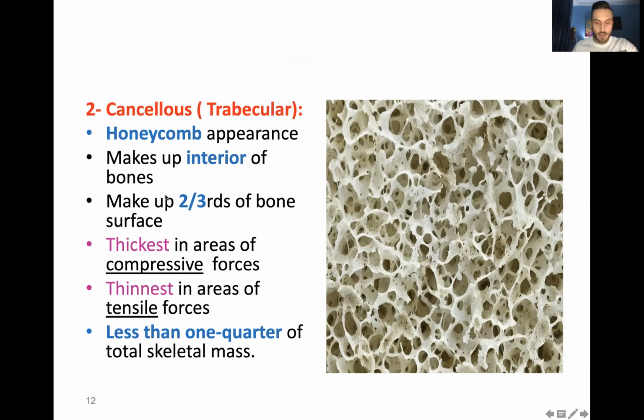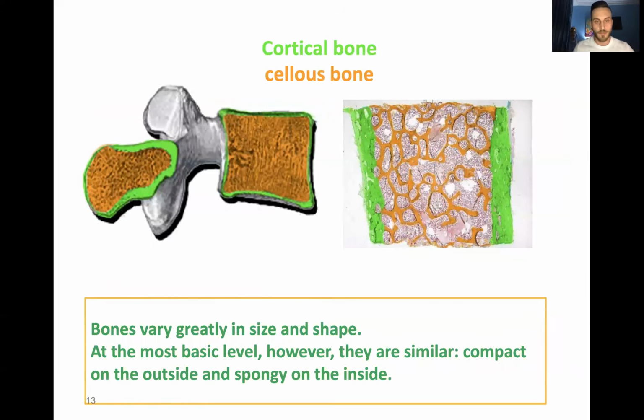Where can we find this? Where we need compression. Where there is more compression, there should be spongy bone, because the bone is elastic and can accommodate compression. So when we need compression, there should be cancellous or spongy bone. These are the two types of bone, the cancellous and the cortical. You can see here, the green line is the cortical bone and the inside is the cancellous.